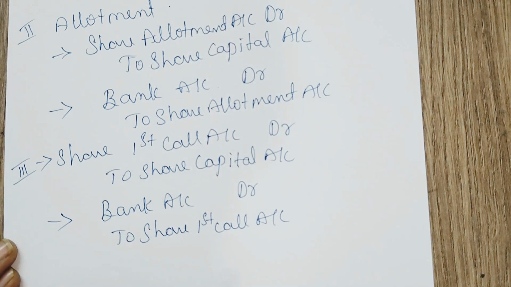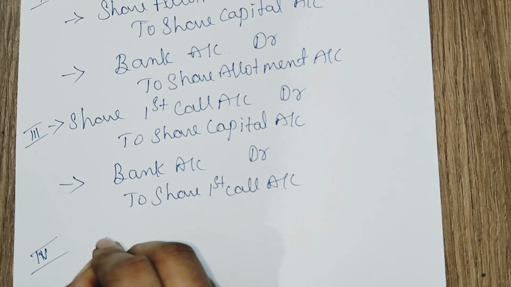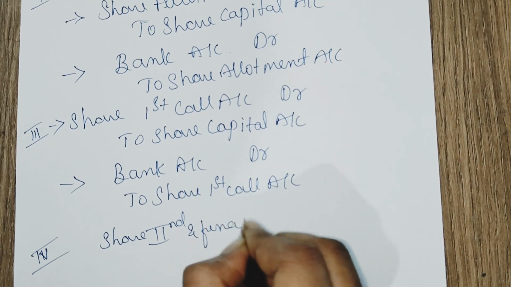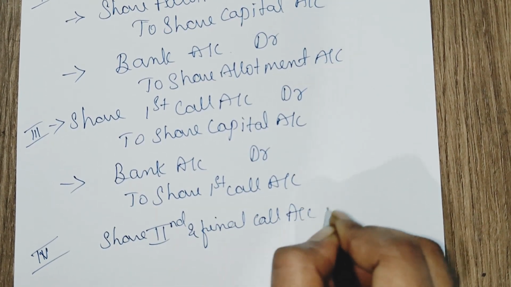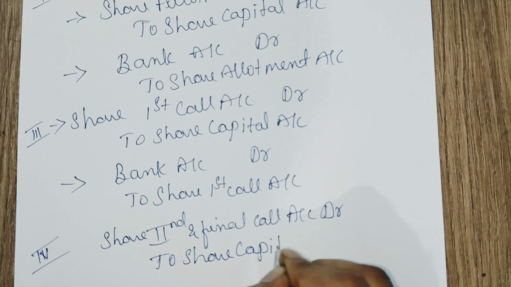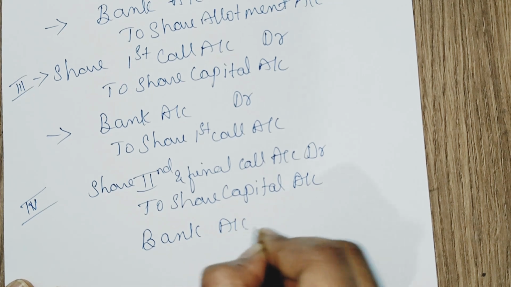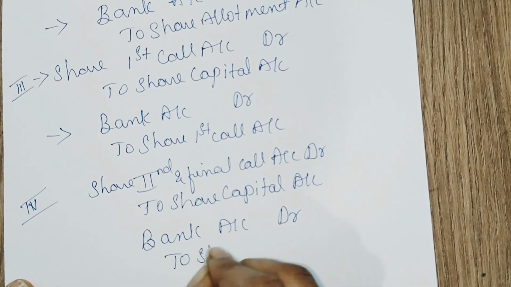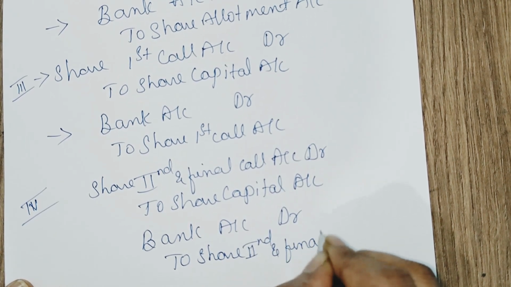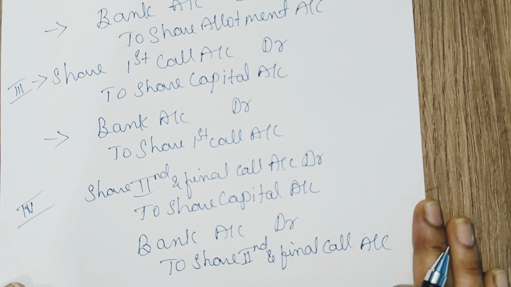The next entry is for the final call. Share second and final call account debtor to share capital account. Bank account debtor to share second and final call account. These are the entries. I hope you all understood.